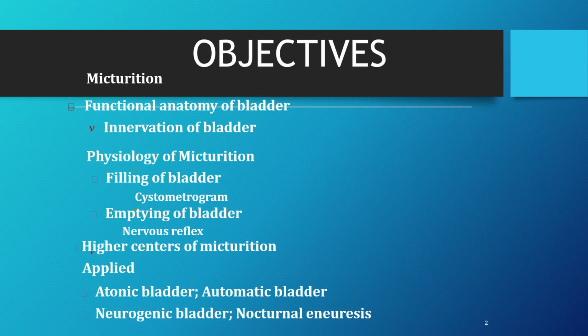The learning objectives are micturition, its definition, the functional anatomy of the bladder, the innervation of the bladder, and the physiology of micturition, that is the micturition reflex: how the bladder is filled, which is demonstrated by the cystometrogram, and how the bladder is emptied, which is by a nervous reflex otherwise called the micturition reflex, and the higher centers that control micturition. Lastly, the applied aspects like atonic bladder, automatic bladder, neurogenic bladder, and nocturnal enuresis.